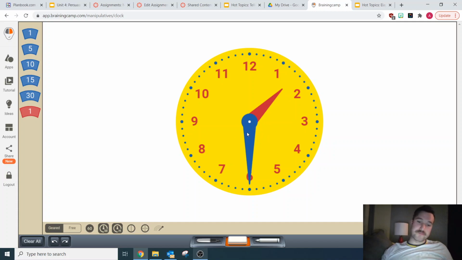Now, like I said, minutes are a little bit different because for each number, each big number, that's 5 minutes. So you could count by fives: 5, 10, 15, 20, 25, 30. So if my clock is here, the hour is 1 because we haven't gotten to the 2 yet. We're still in the first hour. And then our minutes are 5, 10, 15, 20, 25, 30. So 1 hour and 30 minutes. So 1:30.